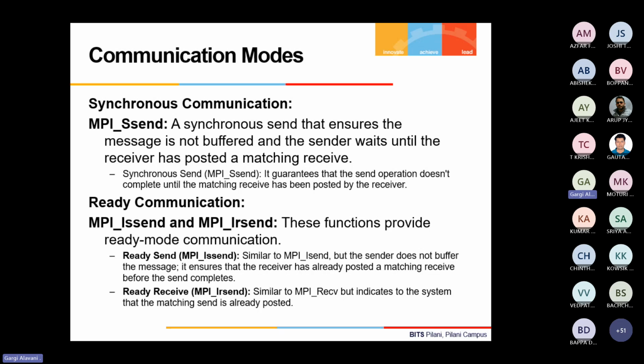Because the receiver is ready to receive, you can use MPI_Rsend, where there is no buffering involved. Then MPI_Irsend is similar to MPI_Irecv, but it indicates to the system that the matching send is already posted. The send is already there and hence it can receive it.